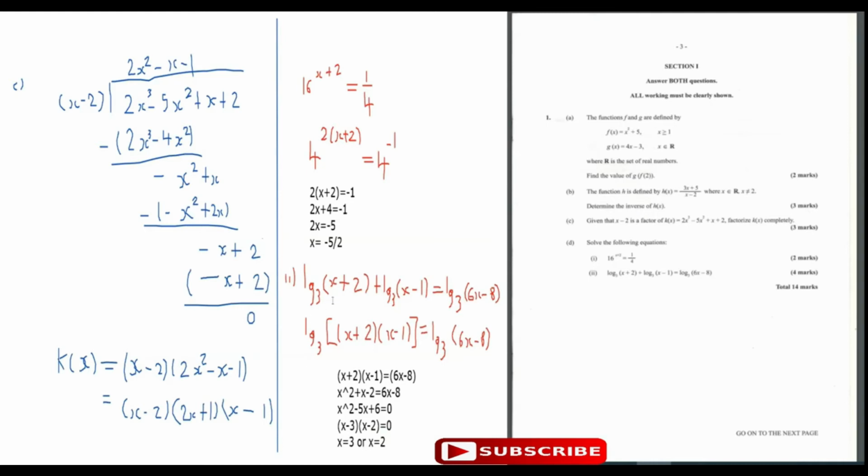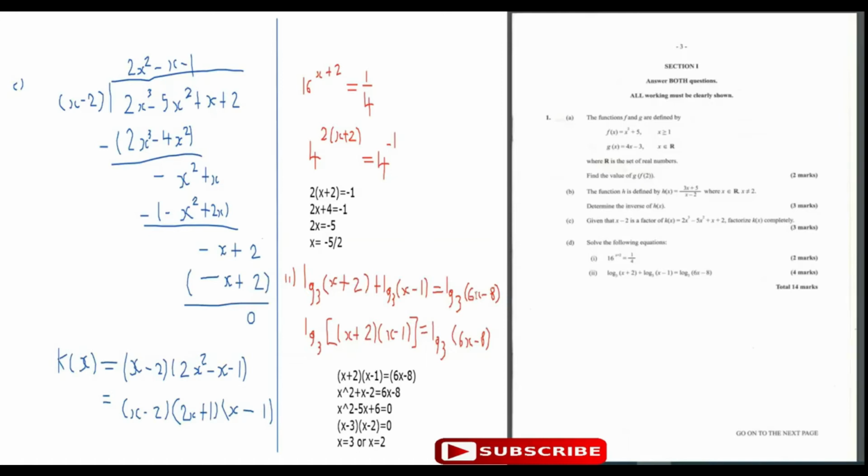Of course, you can go ahead and test your answer. You know that if you put 3 here, you get log to base 3 of 5, plus put 3 here, you get log to base 3 of 4. Log to base 3 of 5 plus log to base 3 of 4 is log to base 3 of 5 times 4, which is the log to base 3 of 20.